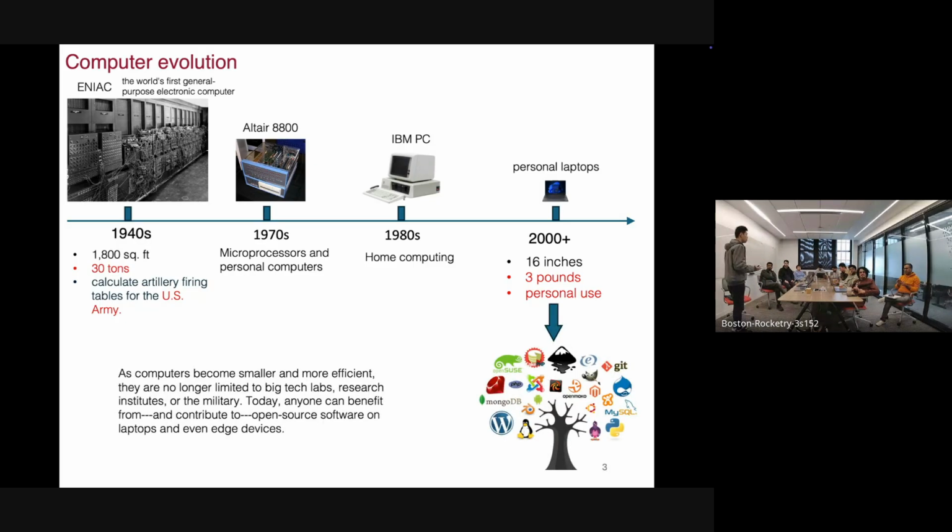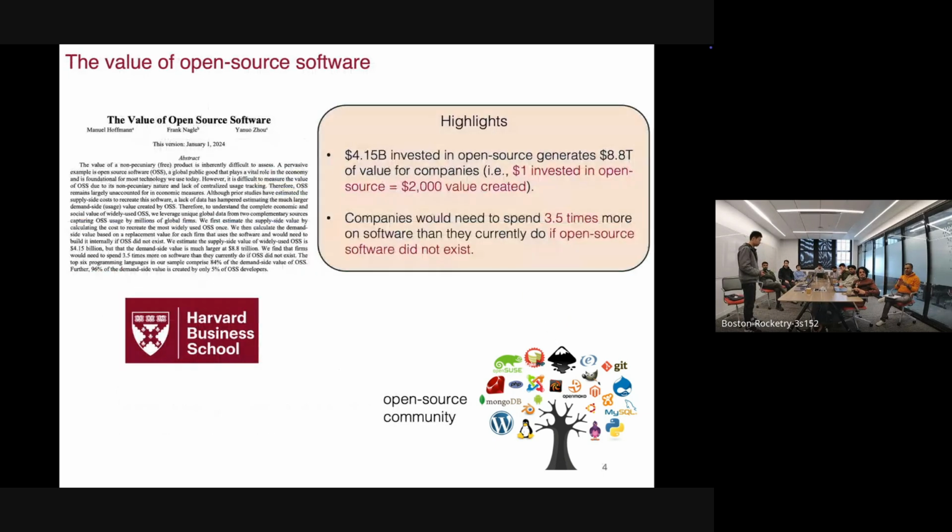So now, as computers become smaller, more efficient, and more accessible, they are no longer limited to big research institutes, big tech companies, or even the military. Today, everyone can benefit from and contribute to the open source community. They can work together to develop open source software.